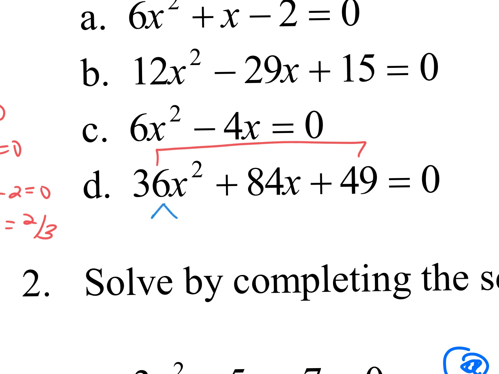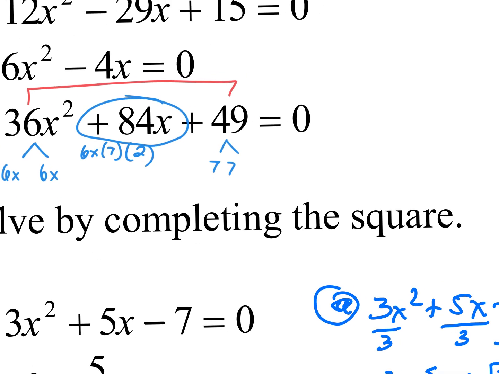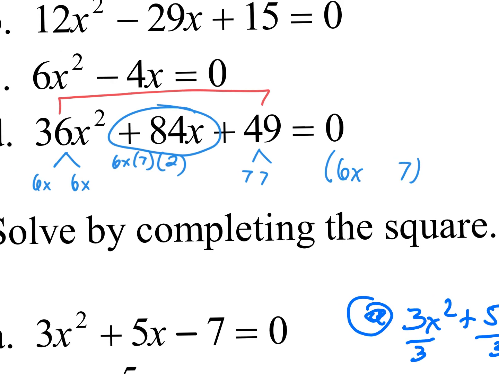Guys, what times what gives you 36x squared? 6x, 6x. What times what gives you a positive 49? 7 and 7. How do we figure out if something is a perfect square trinomial? Multiply 6x times 7 times how many? 2, because you'd have 2 of them. What's 6x times 7 times 2? It's 84. So is this a perfect square trinomial? Yes. So what does your binomial look like? Well, 6x is in the front, 7's in the back. What sign is in the middle? Plus, and there's how many of them? 2. So you set that equal to 0 and solve.